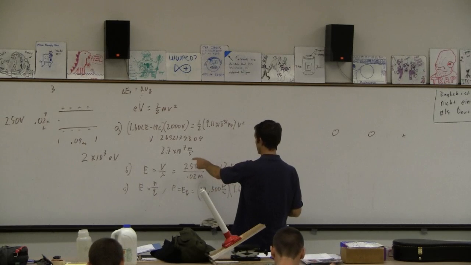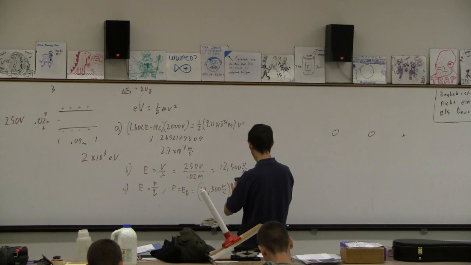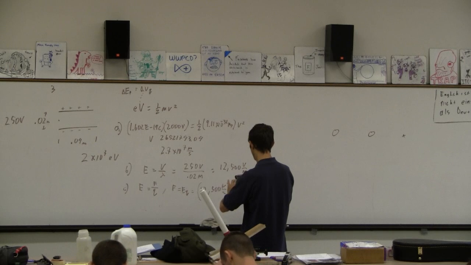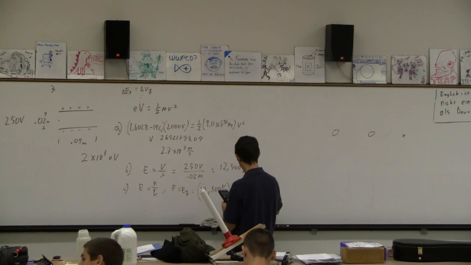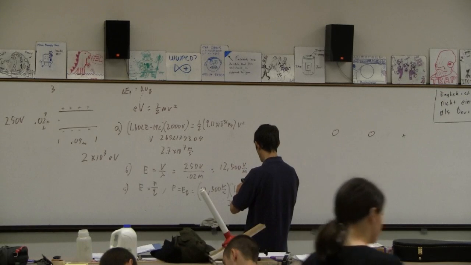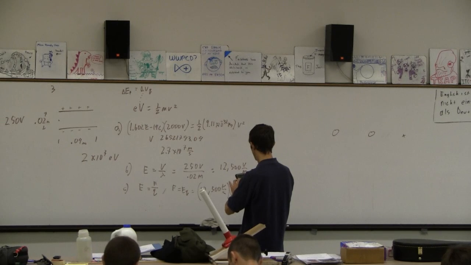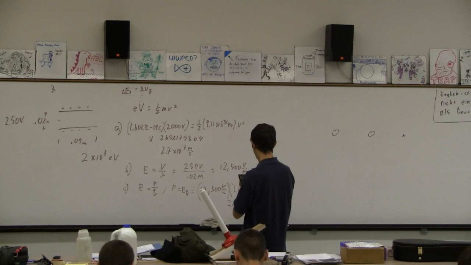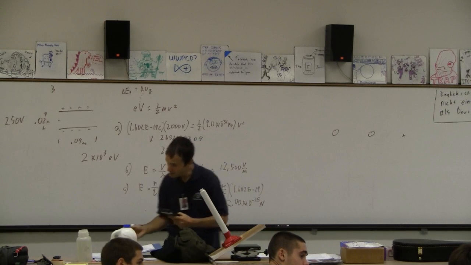I've stored this number in the variable V, and now I'm going to calculate 12,500 times 1.602 E negative 19. This is 2.00 times 10 to the minus 15 newtons. I'm going to store that in F for force. Okay, so that's part C.